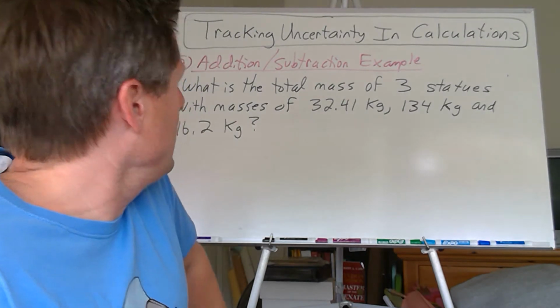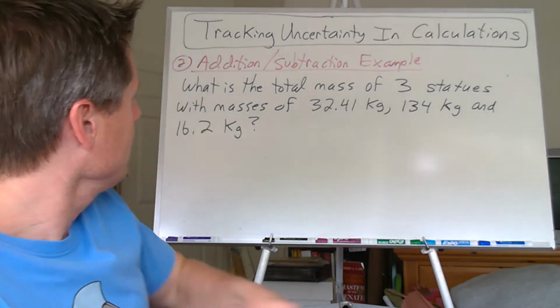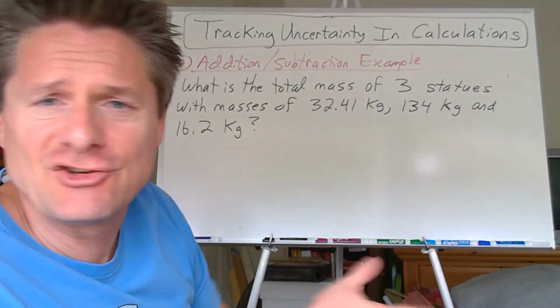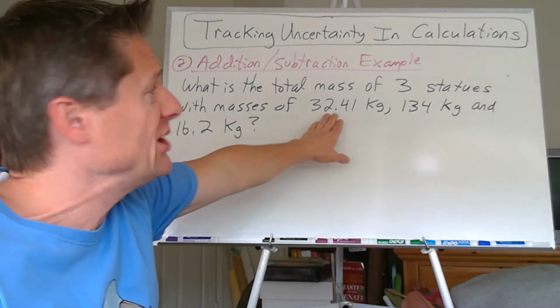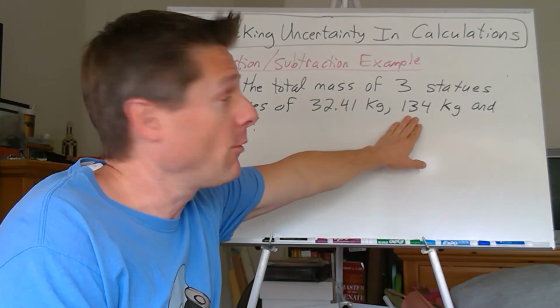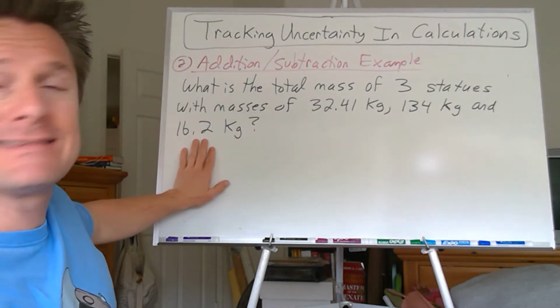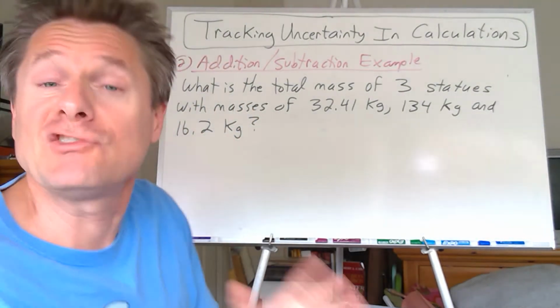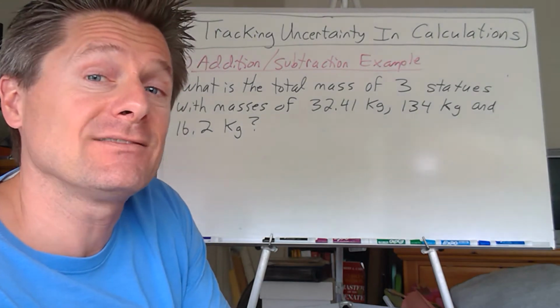All right, let's do an addition and subtraction problem. Let's say we get 3 statues and we win, right? One of them is 32.41 kilograms. There's a big one that weighs 134 kilograms and another that's smaller at 16.2 kilograms. What's the total mass?